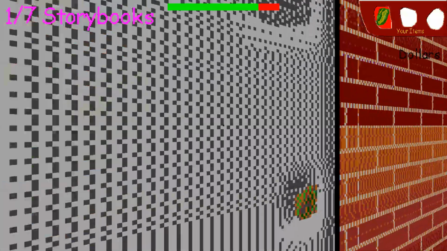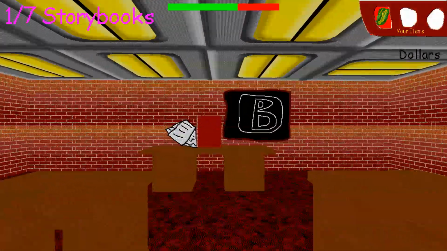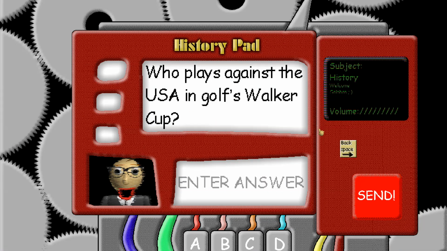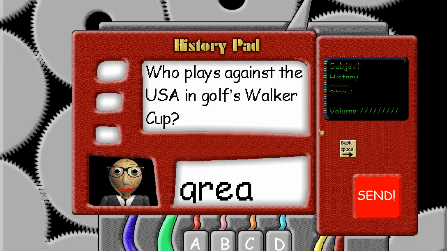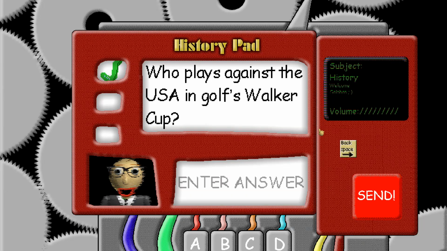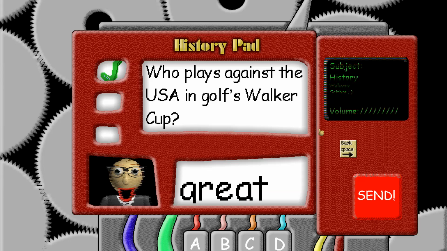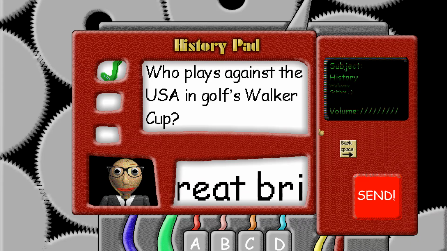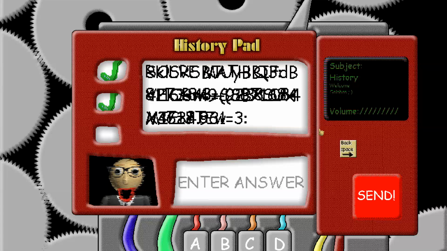You need to collect two notebooks before you can use these doors. The problem here. Try to solve it correct. Great. The problem here. Try to solve it correct.